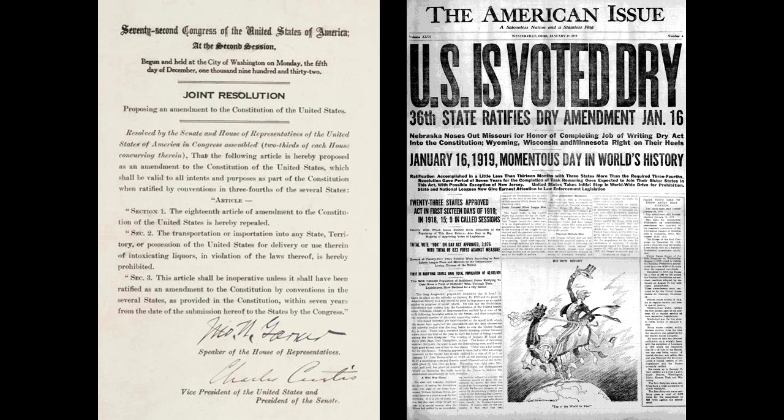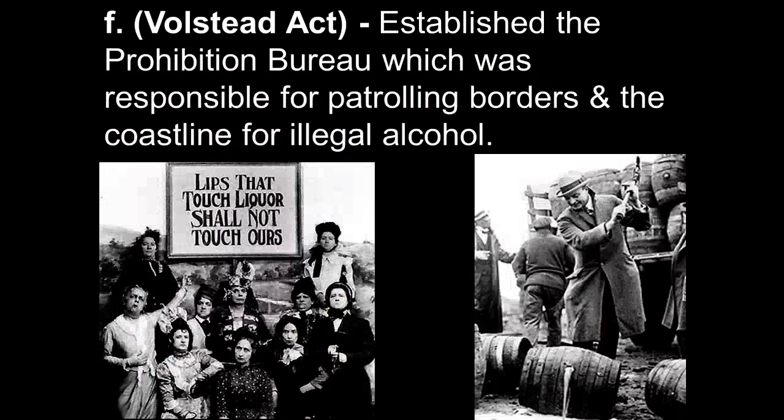So the U.S. is voted dry. So all of a sudden we went from being an alcohol-fueled country to no alcohol at all allowed. The Volstead Act was the enforcement arm. This is actually how we made sure that alcohol was destroyed and you could actually throw people in jail for consuming or purchasing or certainly making alcohol.